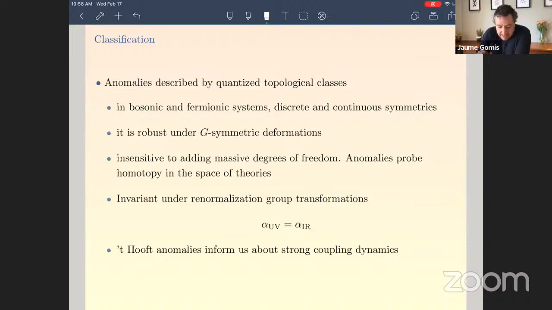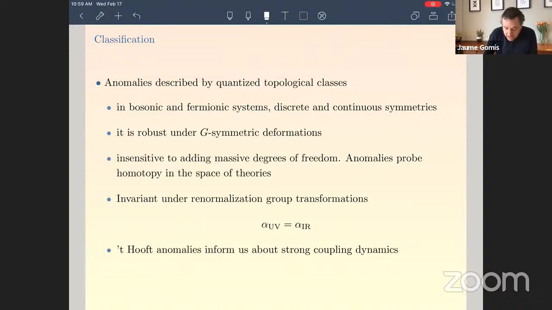Since the anomalies are quantized because they're topological classes, essentially, they're robust under G-symmetric deformations. And in particular, they're insensitive to adding new degrees of freedom. In that way, if you wish, anomalies are a big invariant in the space of quantum field theories, because they don't change as long as you don't mess up the symmetry. So it allows you to probe the homotopy in the space of field theories.